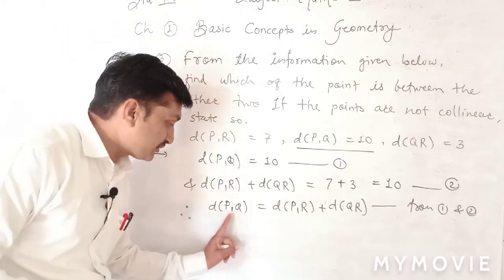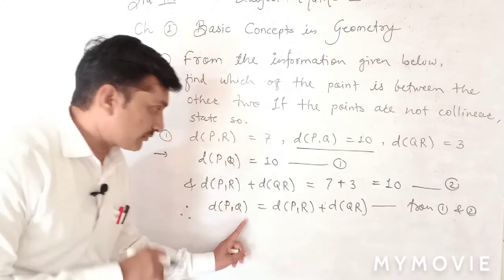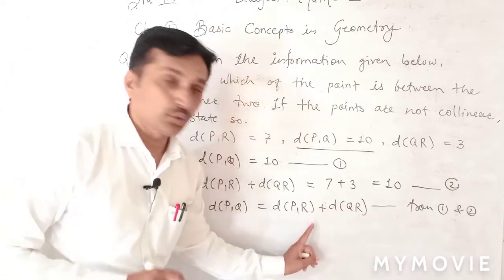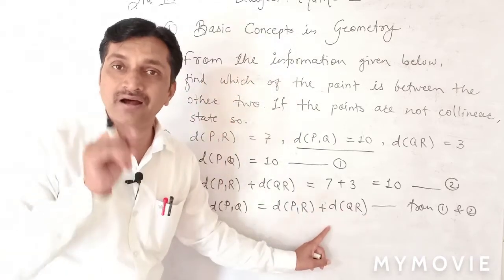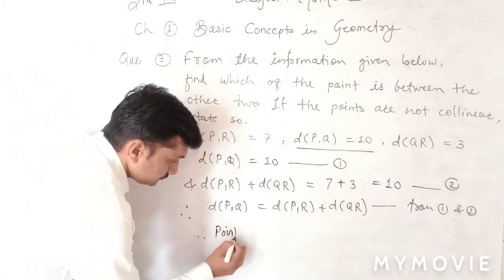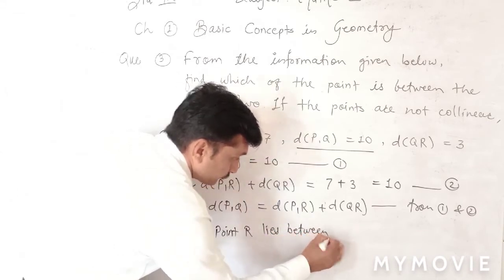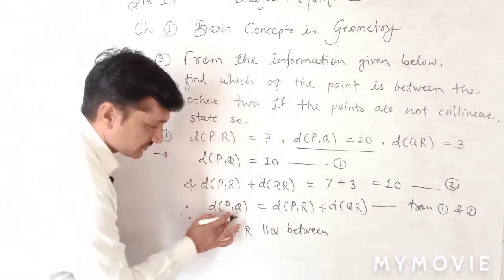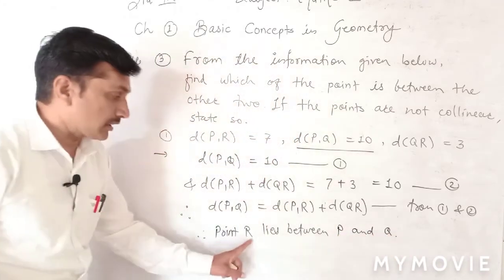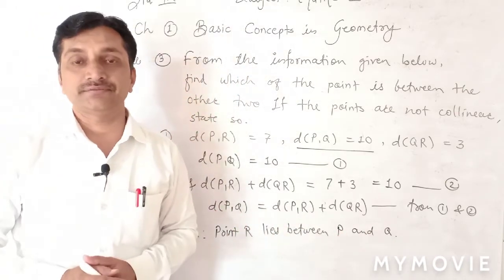Now here you see PQ. Which point is not here? R. Or otherwise, in these two, PR and QR, what is the common point? R. Therefore R is in between. Therefore point R lies between which two? These two, the largest distance, P and Q. Point R lies between P and Q. In this way we can find.